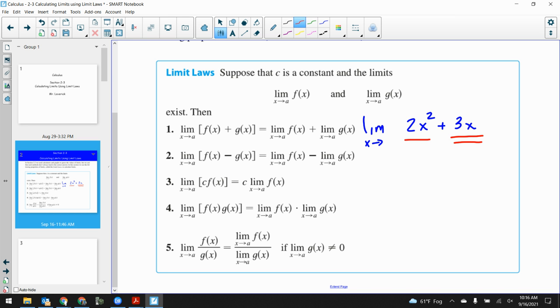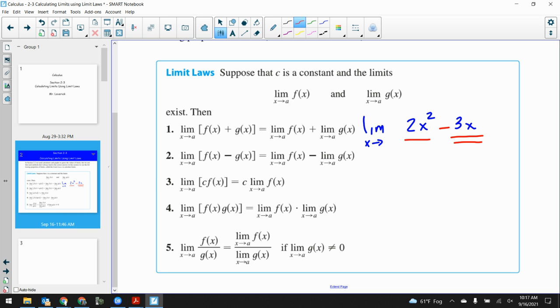Okay? So if I want to take the limit of a sum, I can take the sum of the two limits separately. Same thing is true for difference. If I change this to a subtraction sign and I wanted to take the limit of the difference of these two things, then I could separately take the limits of both of them, take the limit of this and the limit of that, and then subtract the two once I get it out in the end.